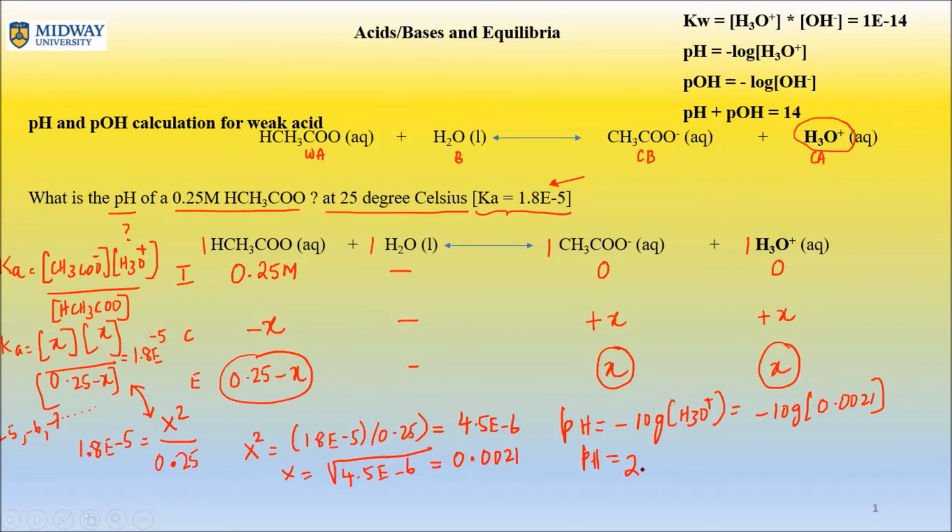So if you know pH, what's pOH? Well, that's 14 minus that value, right? 14 minus 2.67, right? That's 11.33. Even though I didn't ask you to find it, you can find it because now we know pH.